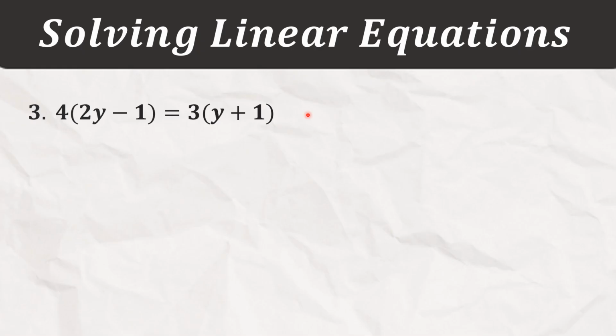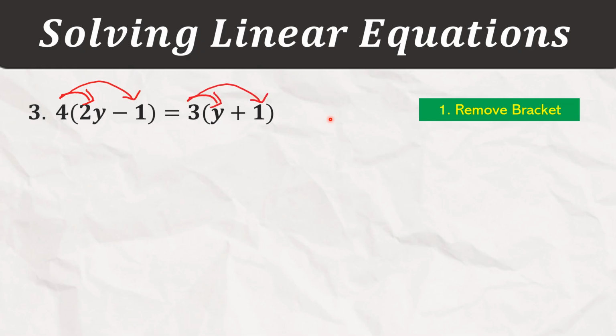Over here, I can see that there are two brackets. We are going to remove the brackets first. To do that, I'm going to apply the rainbow method. You should be familiar with it by now. I multiply in and remove the brackets. This will give me 8y minus 4 and then 3y plus 3.